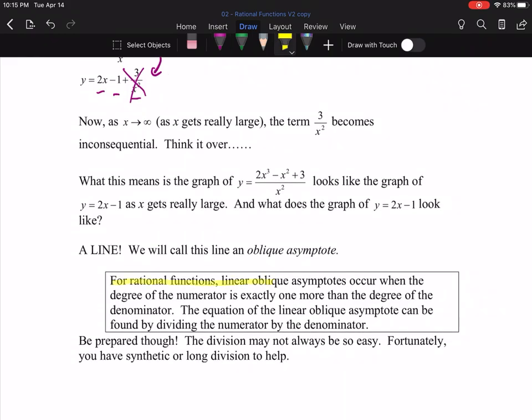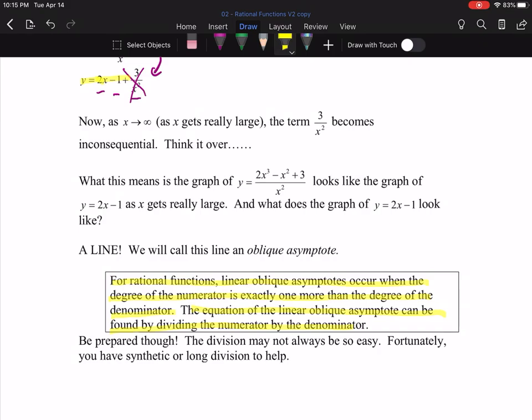That's all summarized in this paragraph here. For rational functions, linear oblique asymptotes happen when the degree of the numerator is exactly 1 more than the denominator. The equation of this linear oblique asymptote can be found by dividing the numerator by the denominator, which is what I did there. And I got y equals 2x minus 1. It says, be prepared though, the division may not always be so easy. Well, it almost will always not be that easy.